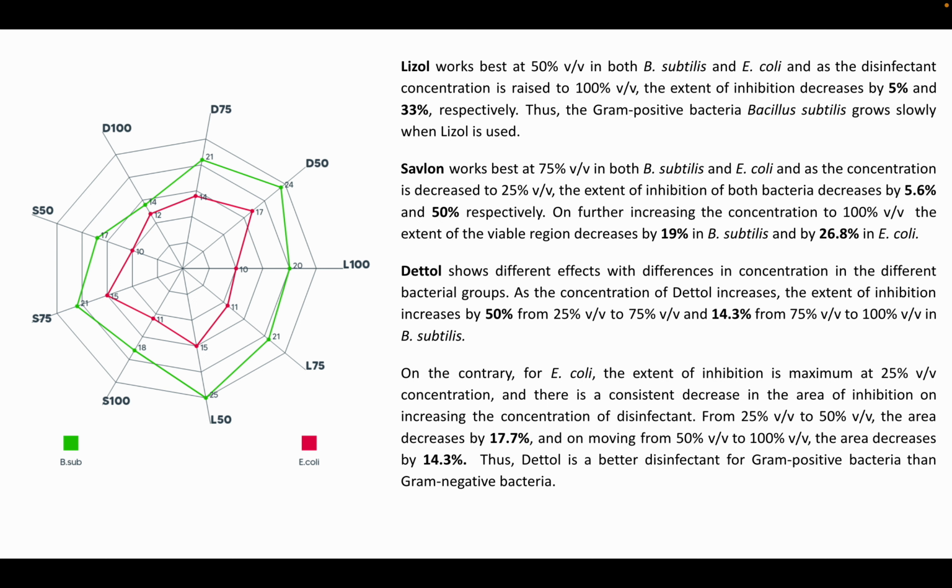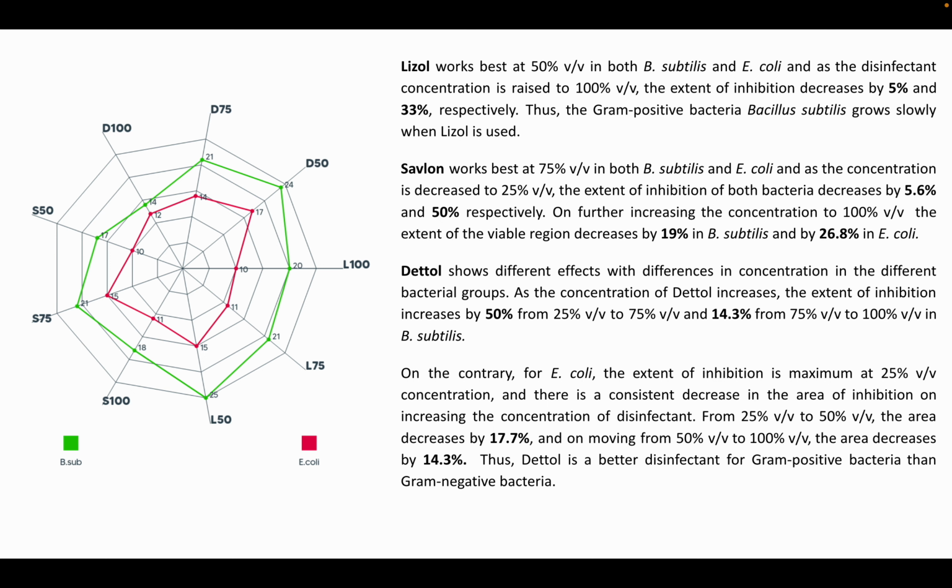works best at 50% volume by volume in both Bacillus subtilis and E. coli, and as the disinfectant concentration is raised to about 100% volume by volume, the extent of inhibition decreased by 5% and 33% respectively. Savlon, that we have seen earlier, works best at 75% volume by volume in both Bacillus subtilis, that is a gram positive bacteria, and E. coli, that is a gram negative bacteria.